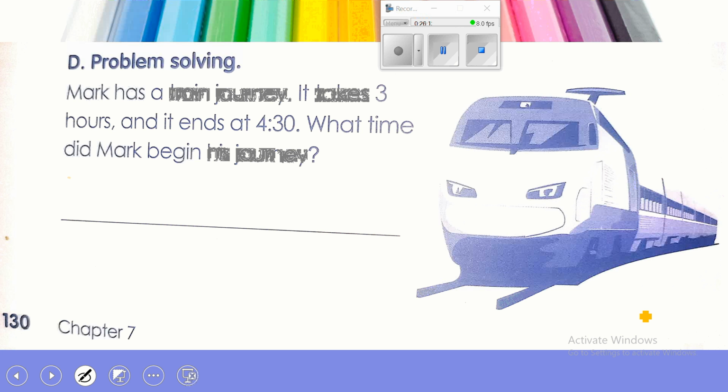The last one, Mark has a train journey. It takes 3 hours. And it ends at 4:30. I will draw a number line to show you how the trip looks. The trip looks like this. Just wait one minute, okay? So the trip ends at 4:30.